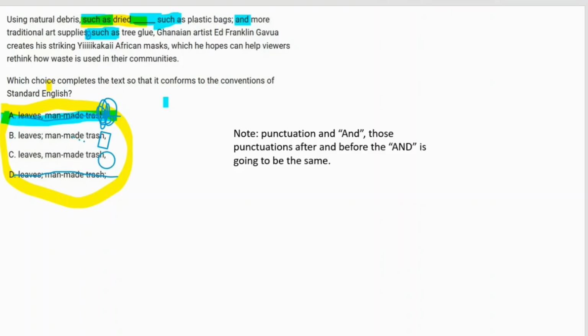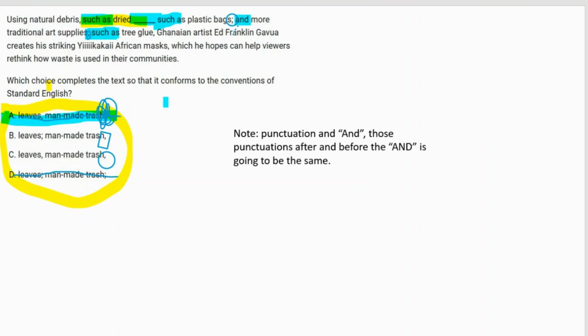Now let's see what else do we have. We have a semicolon, and a comma. Let's see what we can do here. Do we see "using natural debris"? There is a comma, yes, there is, "such as dried", dash. If there is a comma, we are going to separate this line, "such as plastic bags". Now, do we see a difference before "and"? There is a semicolon. Yes, there is. That means after "such as" there is going to be an example, and after that example there is going to be a semicolon.